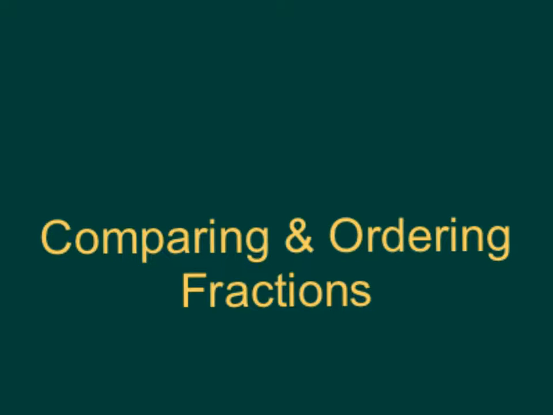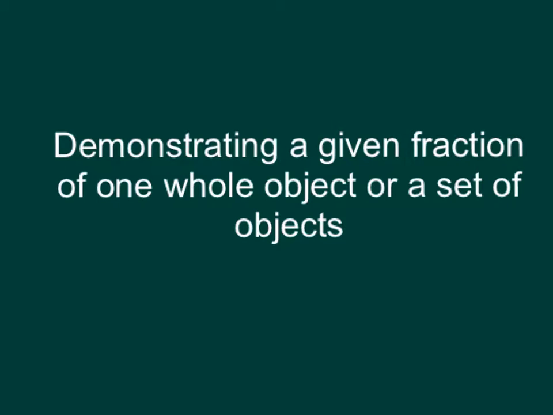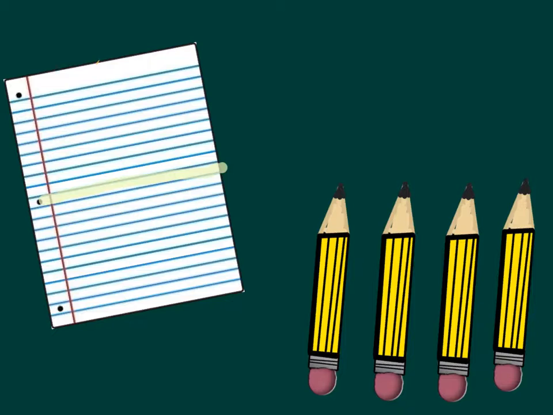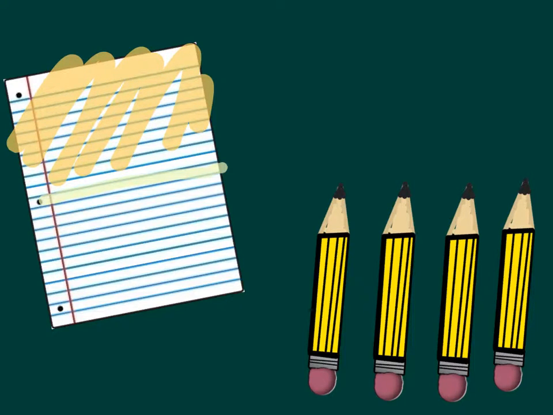So today we will be comparing and ordering fractions. A fraction is a number that expresses equal parts of a whole object or a set of objects. So here we have a piece of paper split into two equal parts. If we shade this half, we can see that the shaded part now represents 1 out of 2 equal parts.